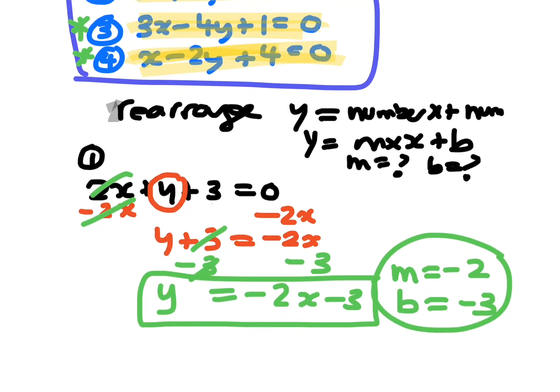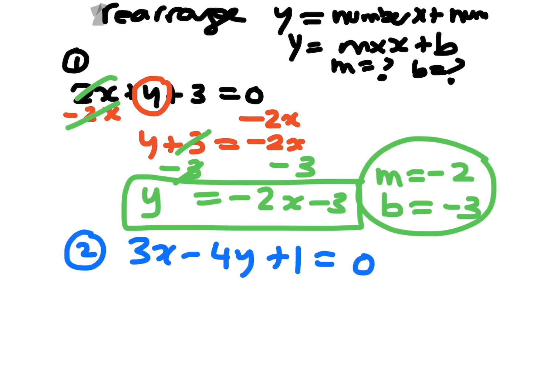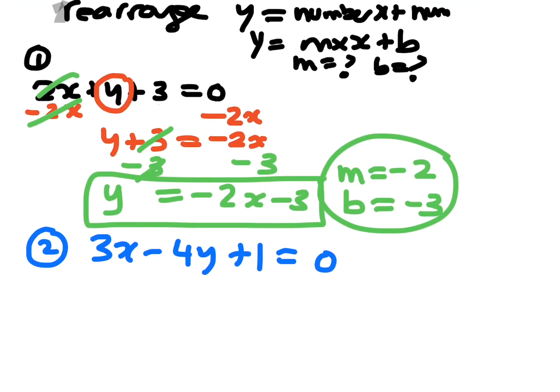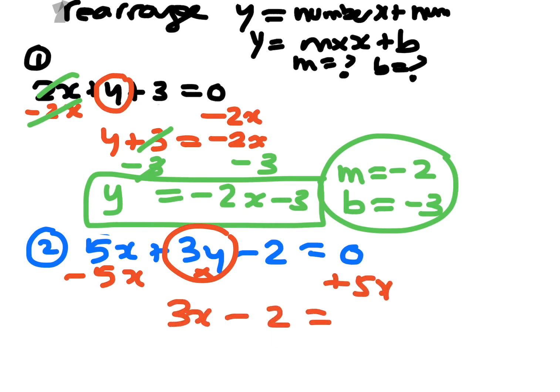Okay, so 3x minus 4y plus 1, that's our next one. 3x minus 4y plus 1 equals 0. No? 5x plus 3y minus 2. My apologies. 5x plus 3y minus 2 equals 0. Okay, so first step is to get rid of the 5x because we're trying to get, this is our prize, we're trying to get y by itself. So minus 5x.